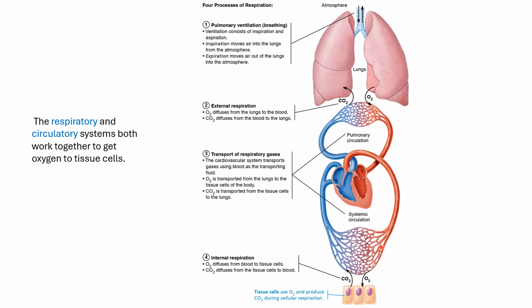And then step number 4 is internal respiration. Internal respiration means that the oxygen diffuses from the blood to the tissues, and the carbon dioxide diffuses from the tissues to the blood. So this is the overall picture of how respiration happens.